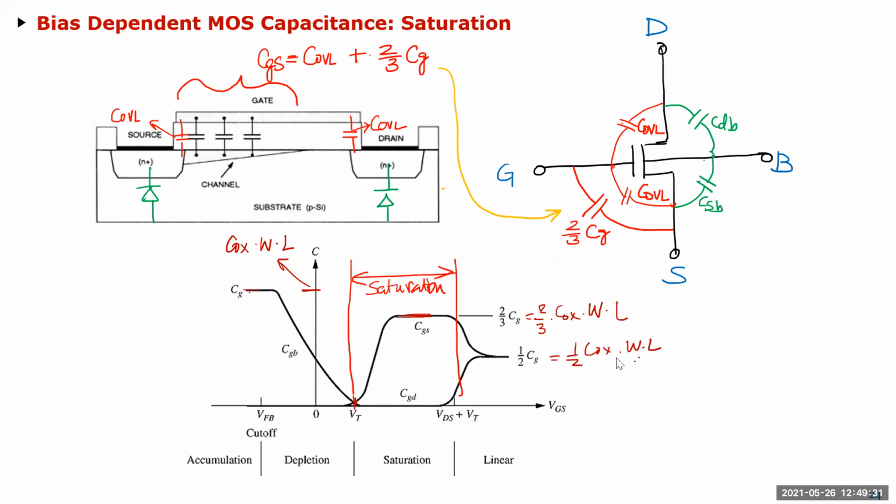Okay. This is the oxide cap. And plus, obviously, you have the overlap capacitances. All the overlap capacitance is always there. And then drain to bulk and source to bulk always remain. That's the junction cap, which is always there. This is only the oxide cap, which is varying.